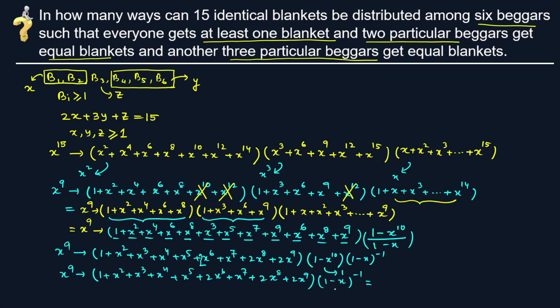When 1 is multiplied with x to the power 9 from this expansion, it gives us the coefficient 1. X squared, again we are getting the coefficient 1. For x cube 1, for x to the power 4 1, for x to the power 5 1, for x to the power 6 we are getting the coefficient as 2. For x to the power 7 we are getting the coefficient as 1. Again for x to the power 8 we are getting the coefficient 2. For x to the power 9 we are getting the coefficient 2. So total numbers we got is 1, 2, 3, 4, 5, 6 and 6, that's 12. And that's your answer. Is it clear?